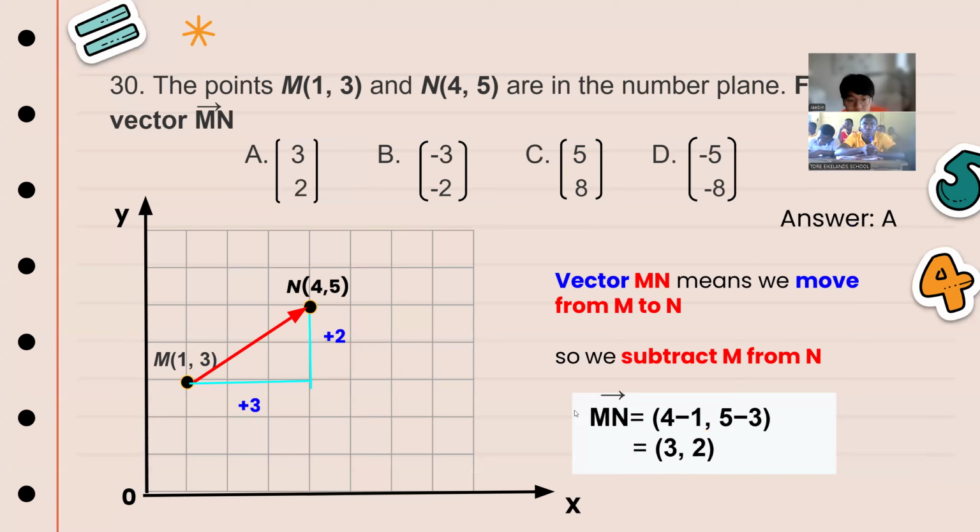Always remember that the change of x, the horizontal, goes first, 3 here, and then the vertical goes second. And you have to subtract M from N. So it is N minus M. That's how you get this answer here.